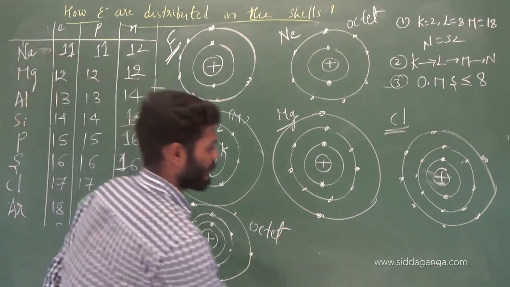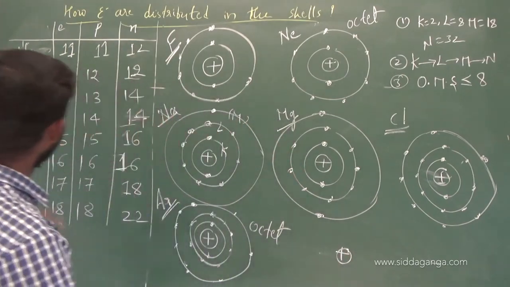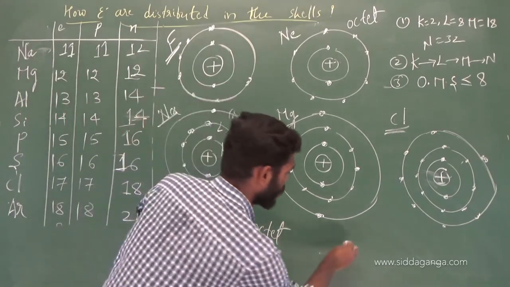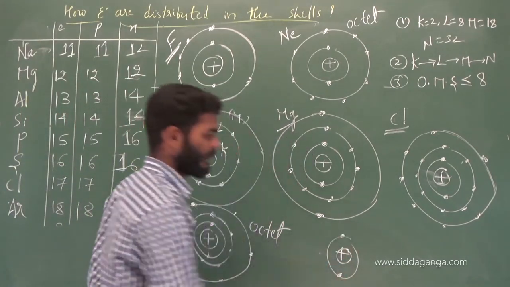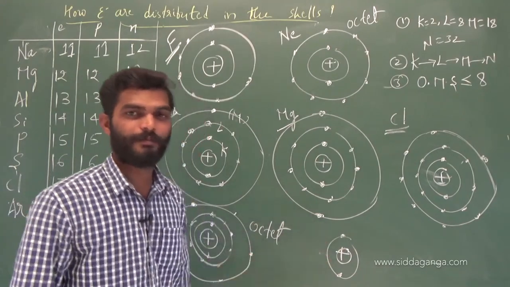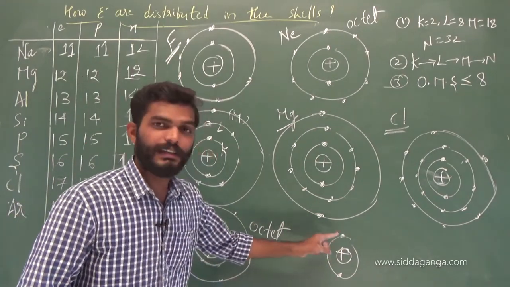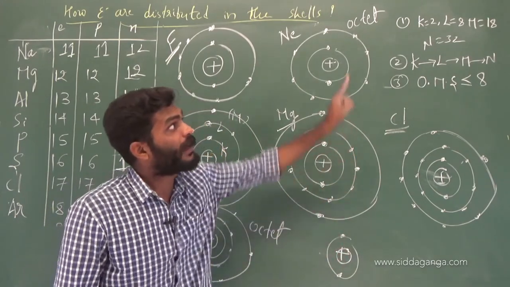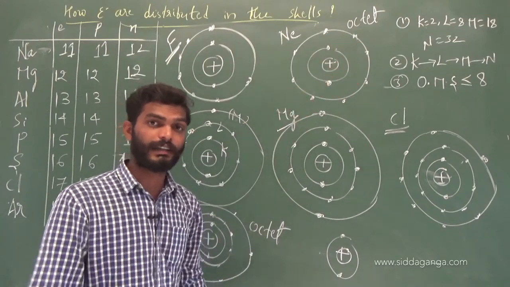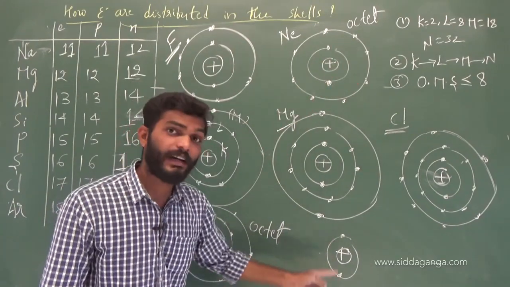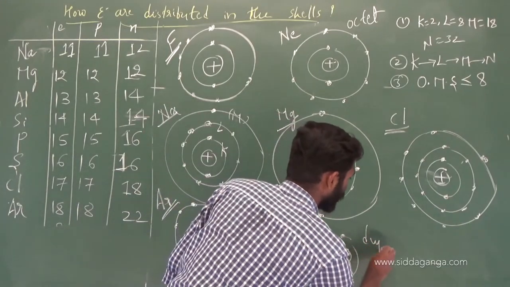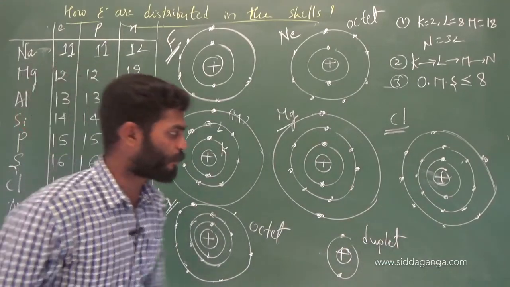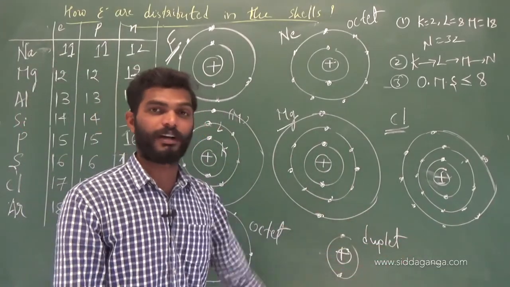For hydrogen, only one electron is there. For helium, two electrons are there, so two electrons in the first shell only. So, this is the structure for helium. Now, look at helium. This is the first and last shell for helium. The first shell, K, can have only two electrons. So this kind of configuration is known as doublet or duplet, D-U-P-L-E-T, duplet configuration.